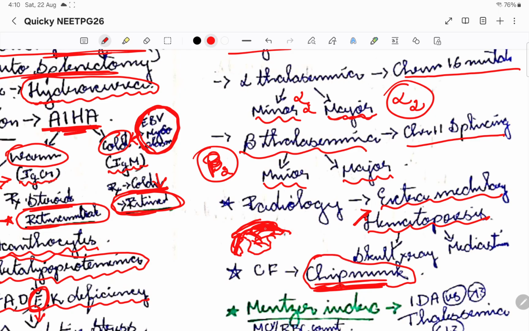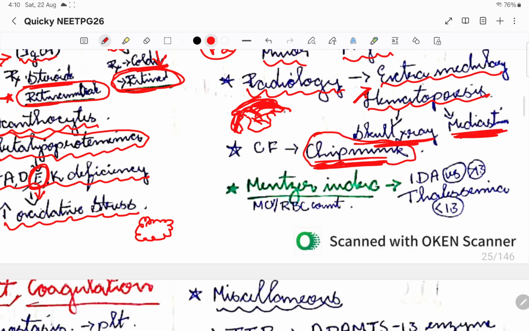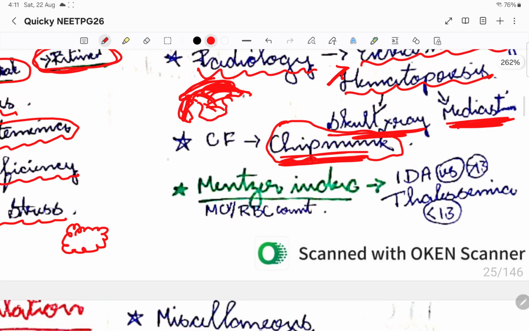Because bone marrow function has been increased, that is where we can see the particular skull X-ray, and in the mediastinum also we can see that hematopoiesis is happening. This is the pathognomonic of thalassemia major. So the major thing I want you to remember is, please let this also go into your sticky note.